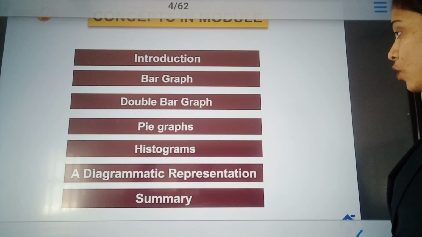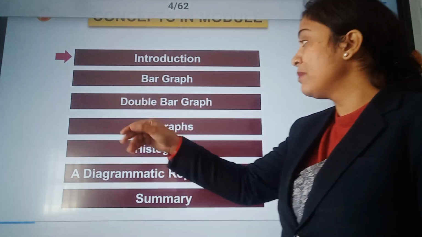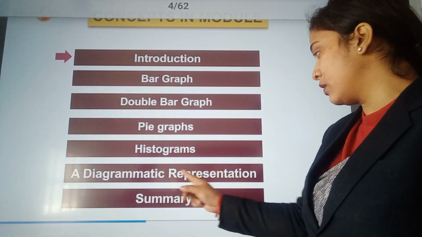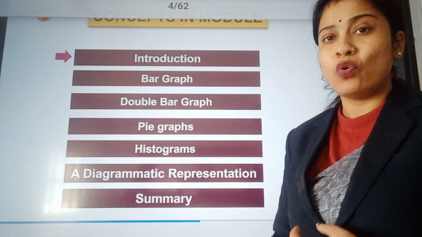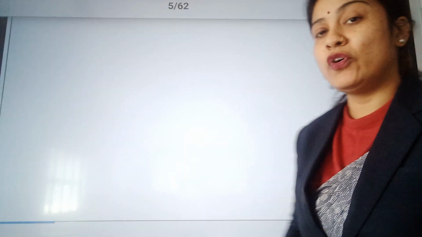Now let us go with the introduction. In this, we will be discussing the bar graph, and then what is a double bar graph, then the pie graph, histogram, the diagrammatic representation, and then the overall summary of the chapter. So again, first of all, we will be going through the bar graph.